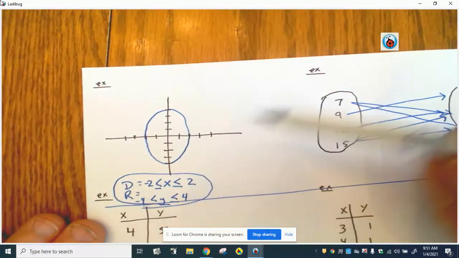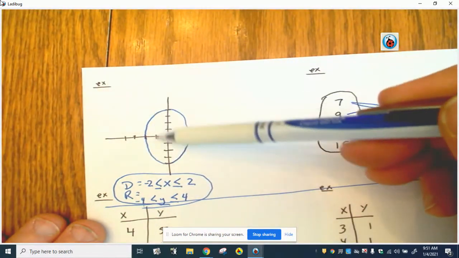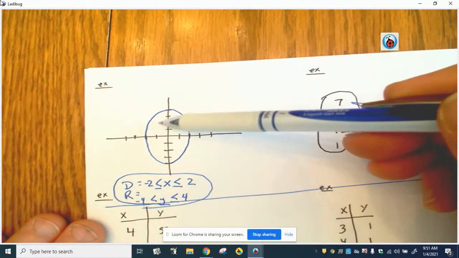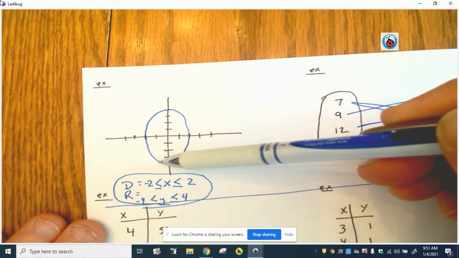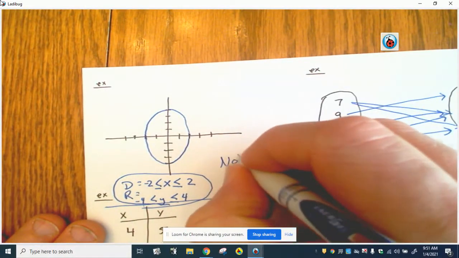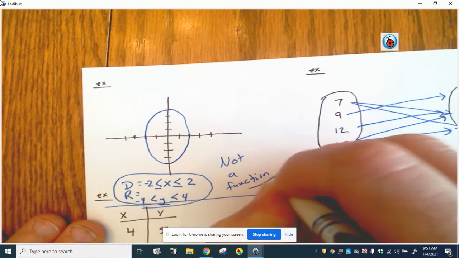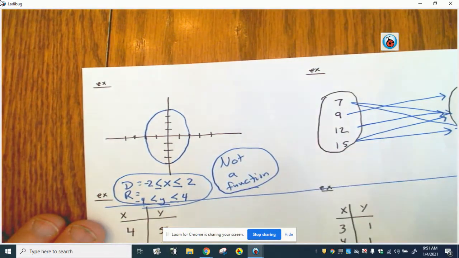And then, would this be a function or not? The easiest way to tell is does it pass the vertical line test? Is there any place you can draw a vertical line and hit it more than once? Yes. So this is not a function. It's still a relation, but it's just not a function.